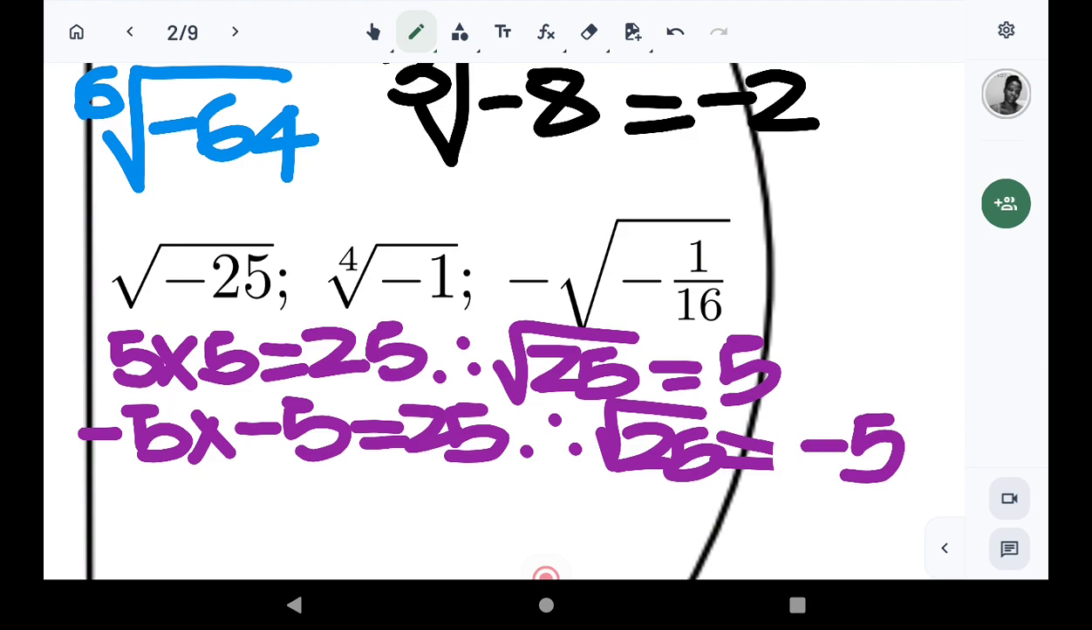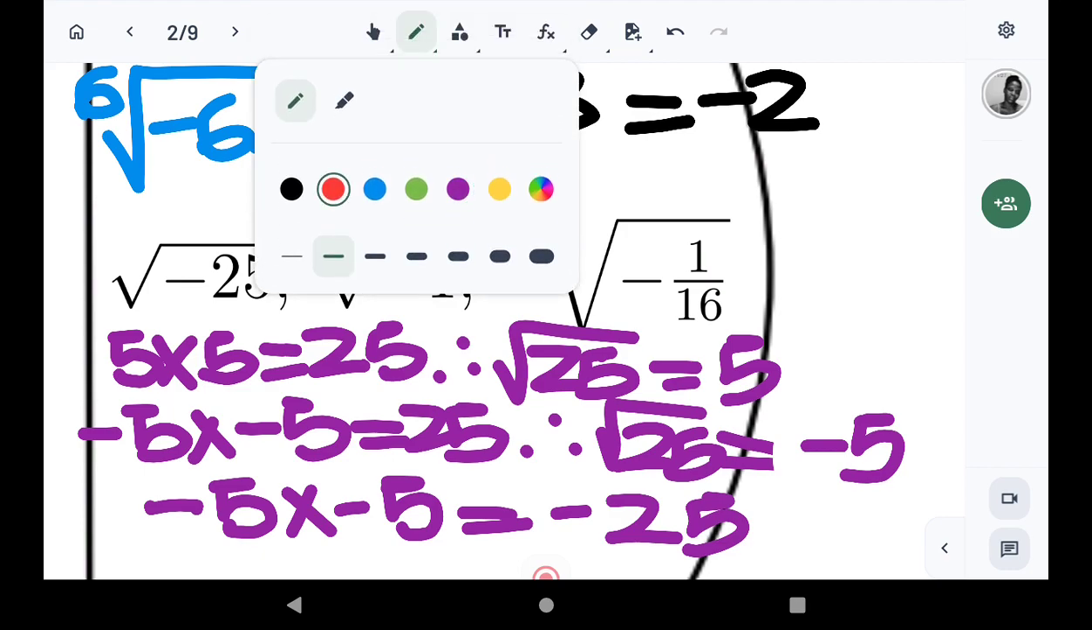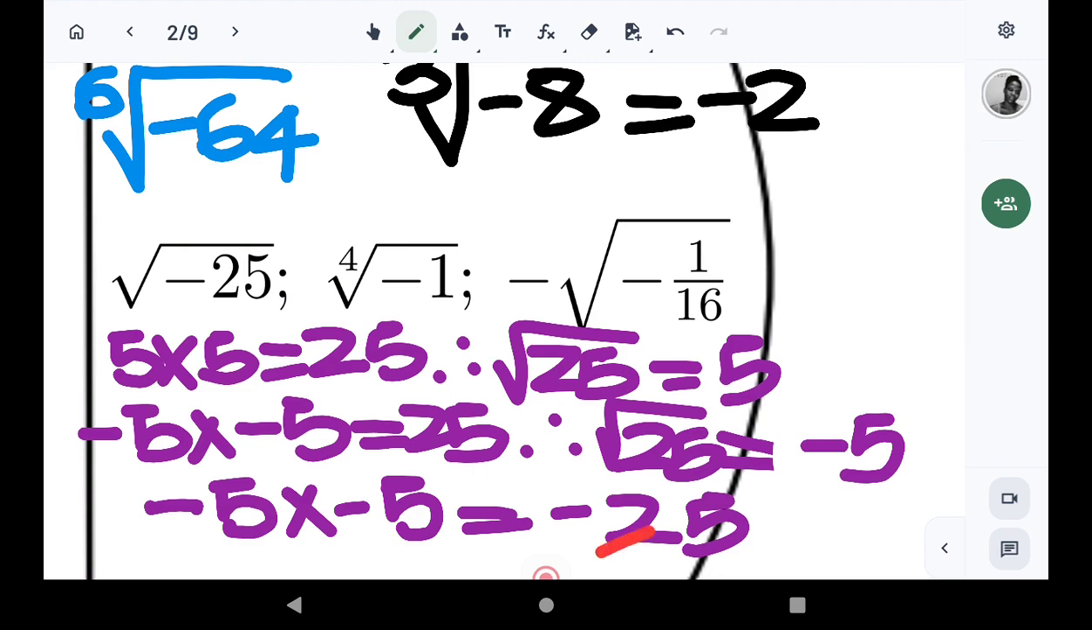However, notice that there is no way you can get negative 5 times negative 5 equal to negative 25, or positive 5 times positive 5 for that matter. There's no way you can get negative 25, because if you multiply two negative numbers together, they will end up with a positive, not a negative. That is why the square root of negative 25 is an imaginary number.